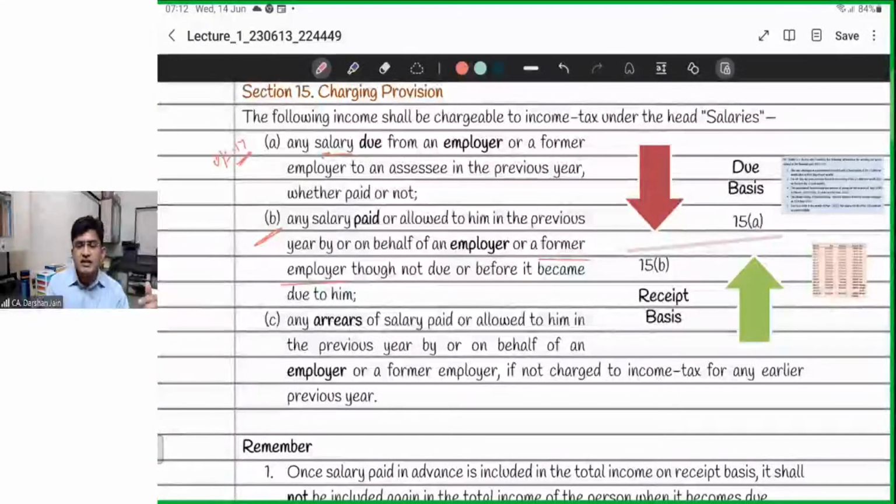Now, therefore, here salary is either taxed on due or received basis, whichever is earlier. So if it becomes due and not paid, yet it would be taxed in the previous year. If it does not become due, but it has been paid, yet it would be taxed in the previous year in which it is paid. Are you getting my point, friends? Yes, simple. So salary is always taxable on due or received basis, whichever is earlier.